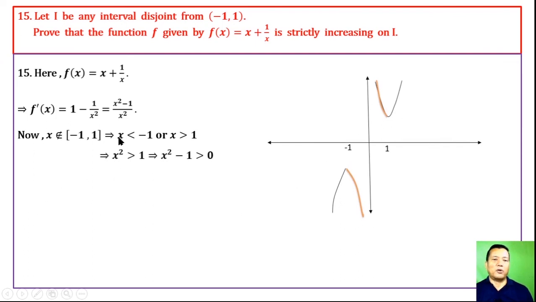Then squaring on both sides, we get x square is greater than 1, which implies x square minus 1 is greater than 0. Therefore, f dash x is greater than 0. Therefore, f of x is strictly increasing on I. Hence proved.